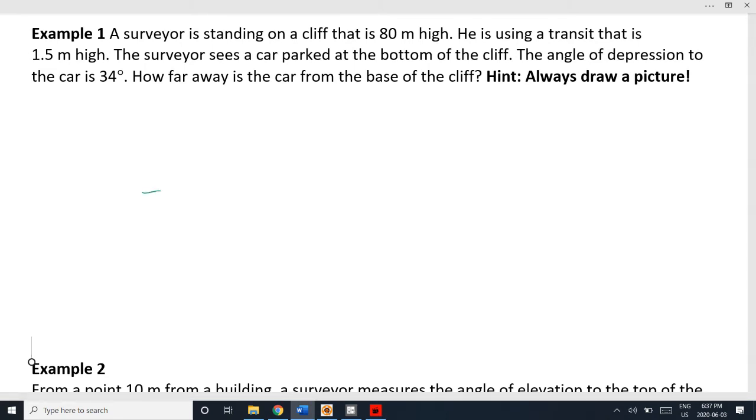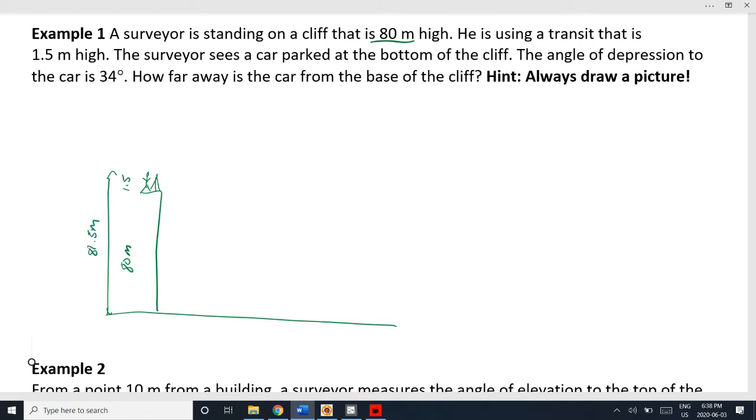So we know there's a cliff and it's 80 meters tall. He's using a transit that's 1.5 meters tall. So there's a guy at the top, at the edge of the cliff here, using a transit, that device that we saw, and it's 1.5 meters tall. Okay, and this will be the ground over here. So from the base of the mountain to the top of the transit, we know is a total of 81.5 meters.